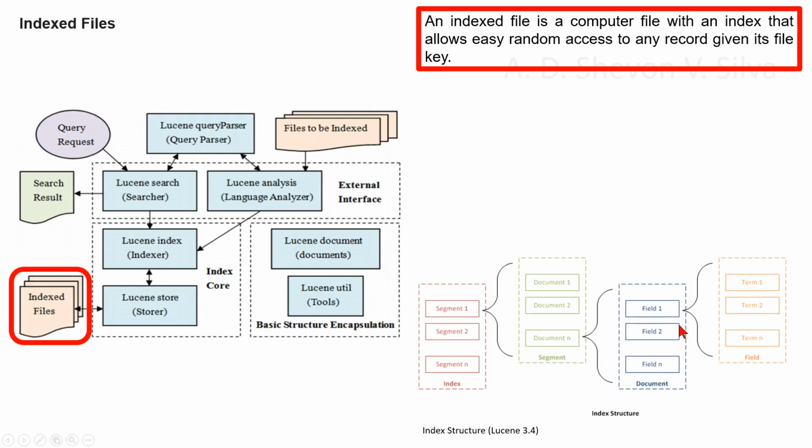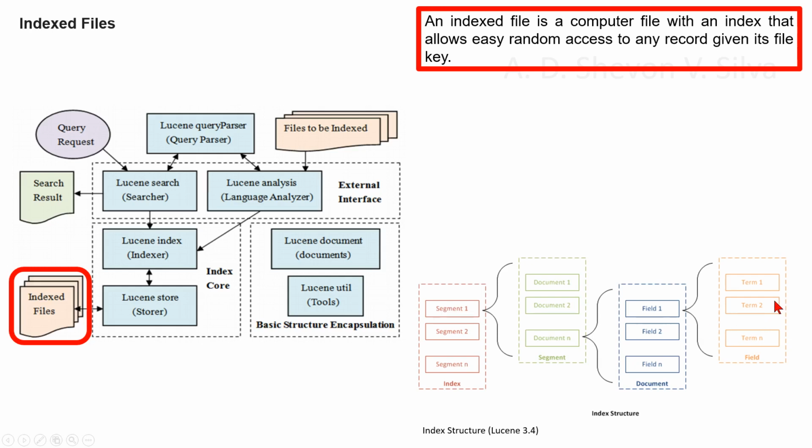Fields. When a document is added to an index, different sections of the document are identified and given a common name called fields. For example, document title, document body, hyperlinks, the document URL, etc.